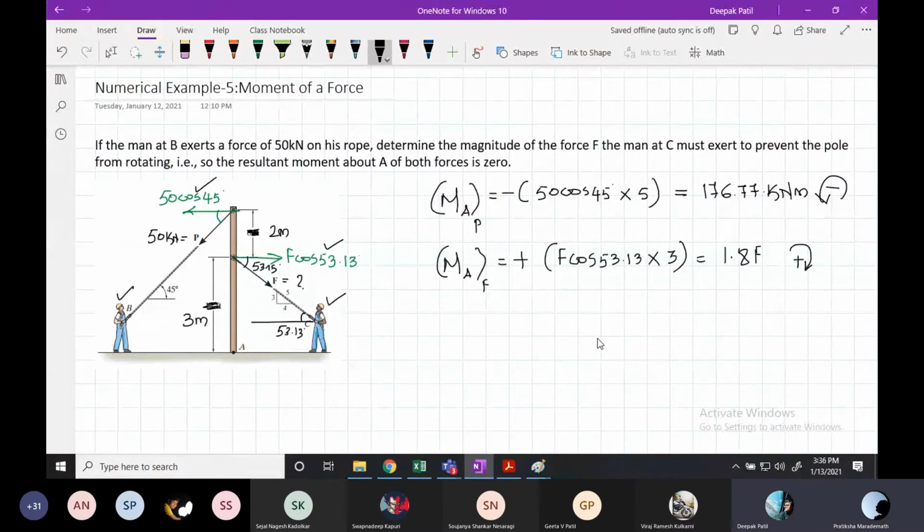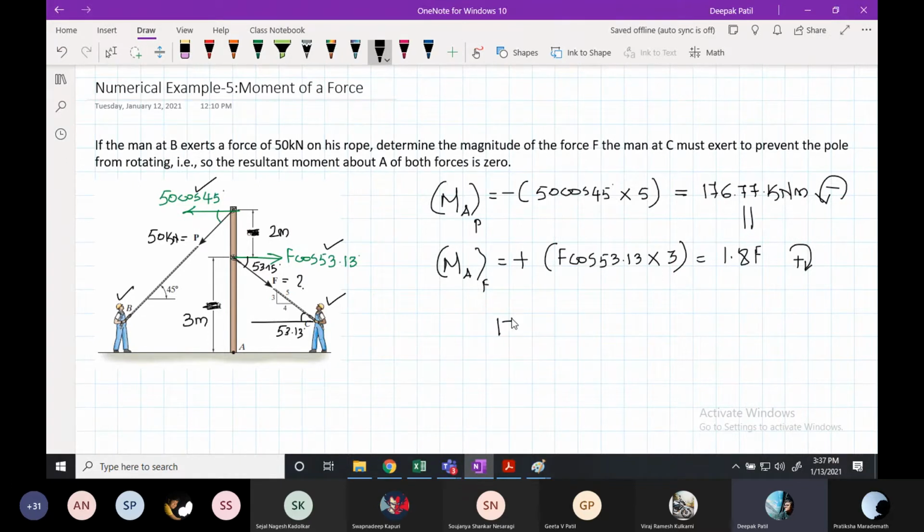So because we want that moment of both should be 0, no? Resultant moment should be 0. Yes, perfect answer. It means that the moment produced by P at A should be equal to the moment produced by F at A. That's as simple as that. Have you understood, students? The moment produced by P at A should be equal to the moment produced by F at A. So simply equate these two.